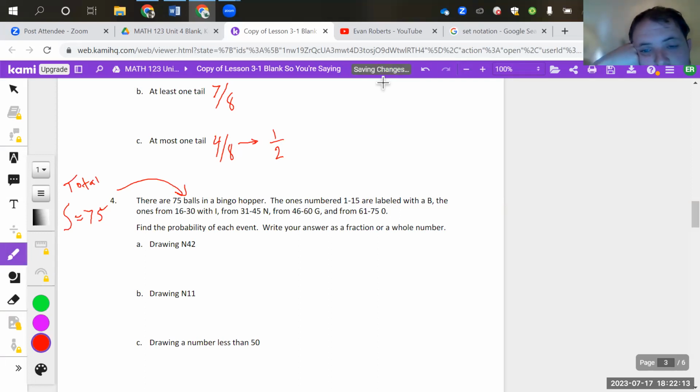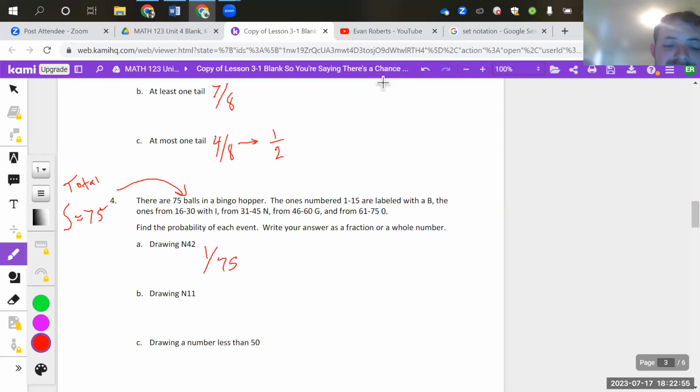And then it says in increments of 15, things are labeled B, and then I, and then N, and then G, and then O. And so basically it's asking us to find the probability of each thing happening. So for N42, I think there's only one of those. There's not a G42 because 42 is not in the G spot. There's not an O42 because 42 is not in the O spot. And so I think there's only a 1 out of 75 chance to get that, so not a high chance there.